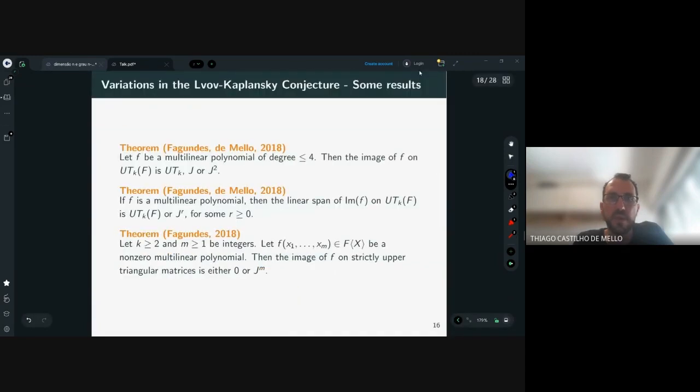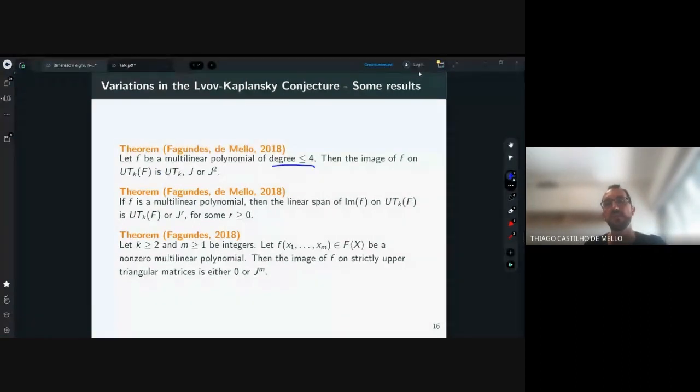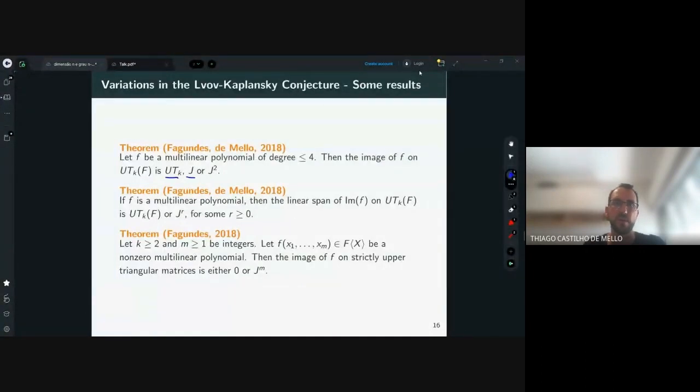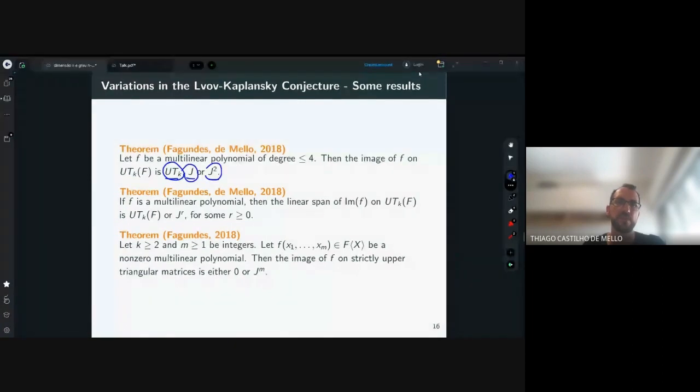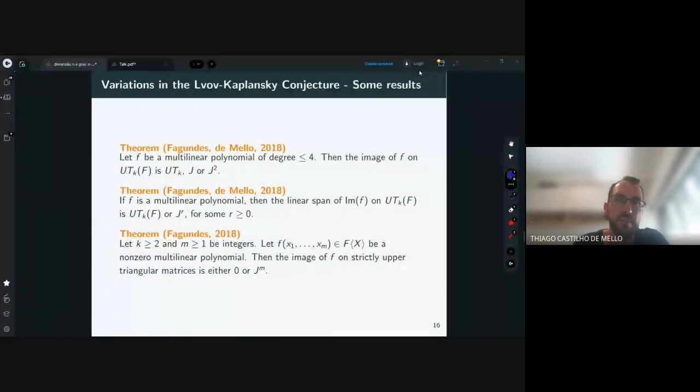Okay. And some other results, but now for non-simple algebras. Here is a result of myself with Fagundes. We consider the image of polynomials on upper triangular matrices. Okay. And we show that for polynomials of degree up to 4, the image is a vector space and one of these. So the whole algebra, the Jacobson radical, or the square of the Jacobson radical. Here, the Jacobson radical, I mean the strictly upper triangular matrices, the set of matrices which have 0 in the main diagonal here. Okay.